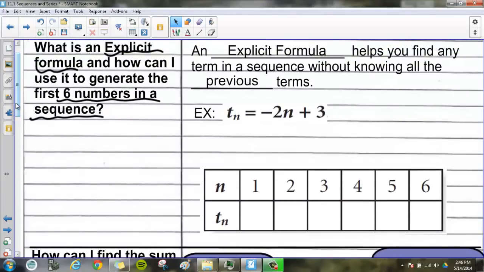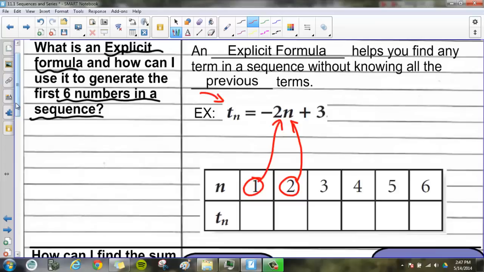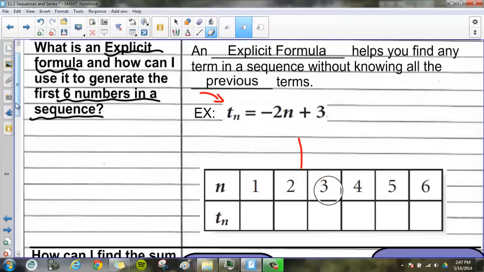So here's how we use this. We're going to try to find the first 6 terms of this explicit formula. There it is. We've got t sub n is equal to negative 2n plus 3. And what's nice is that to find any term, we just put the number of the term in. If it's the first term, we put a 1 into it. If it's the second term, we put a 2 into this, and we'll figure out the value for that second term. And if it's the third term, we put that in for the n, and so forth and so on. So let's just give that a shot. This shouldn't be too bad, right? Okay, so let's start off with the first term.